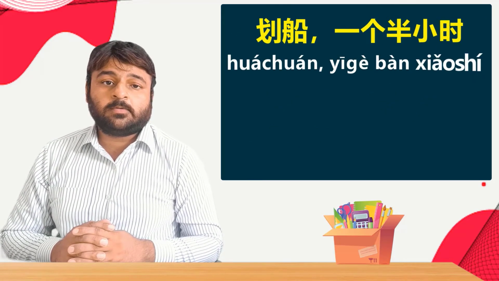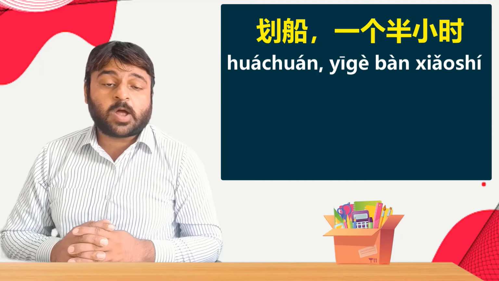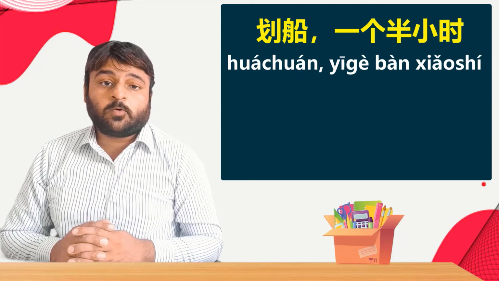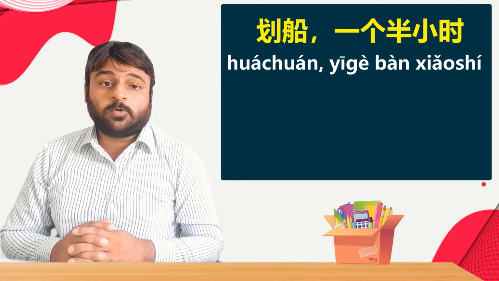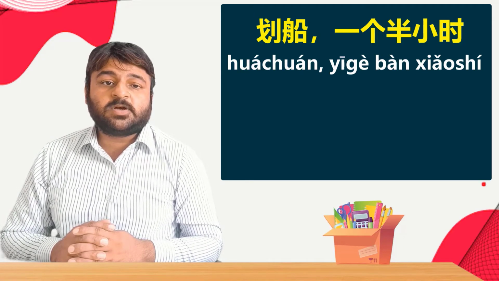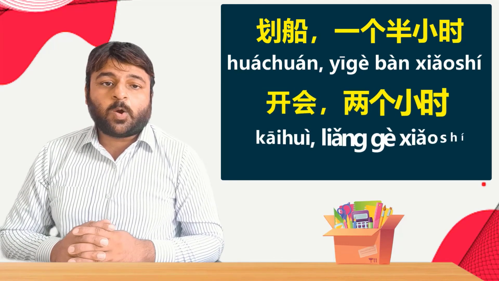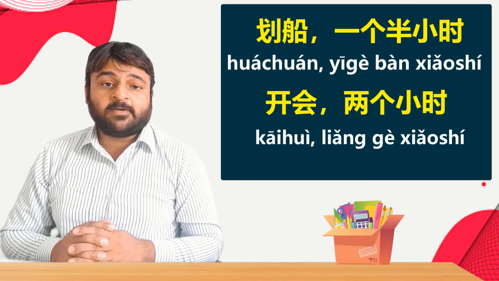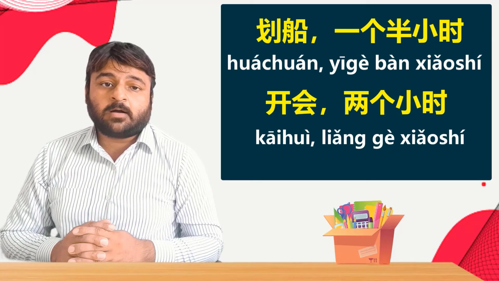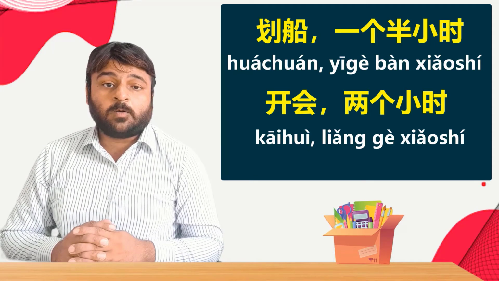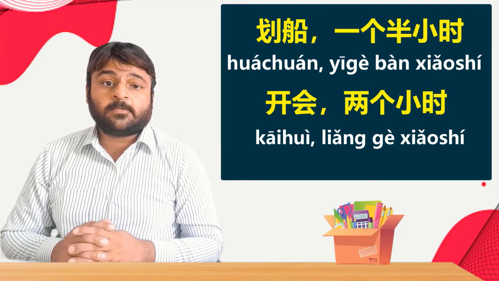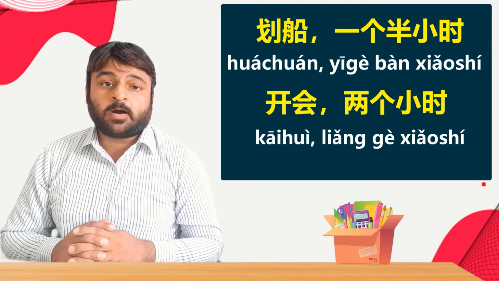划船: Hua is to row and Chuan is boat. Row boat. How long did you row boat? 一个半小时, for 1.5 hours. 开会, meeting or having a meeting. 两个小时, for 2 hours. How long did you have a meeting? You had a meeting for 2 hours.